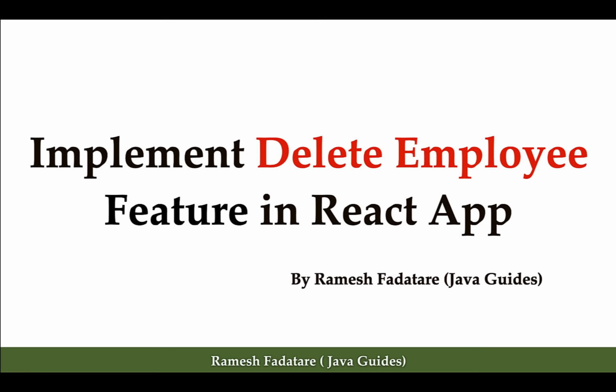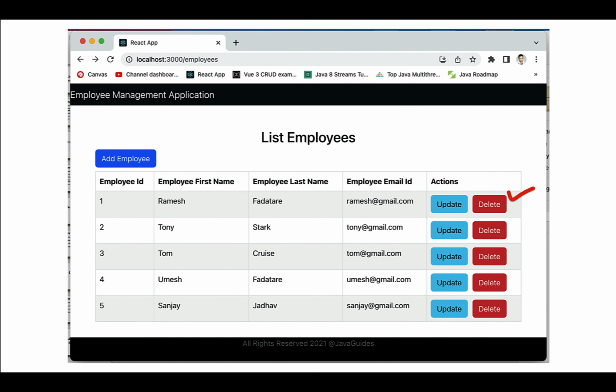Hi everyone, welcome back. In this lecture, we are going to implement the delete employee feature in a React application. Well, if you look at the screenshot over here, we are going to add a delete button in the actions column like this. And whenever the user wants to delete a particular employee, the user can go ahead and click on the corresponding employee's delete button. For example, here let us say the user wants to delete the Ramesh employee, then the user can go ahead and click on this delete button to delete this Ramesh employee.